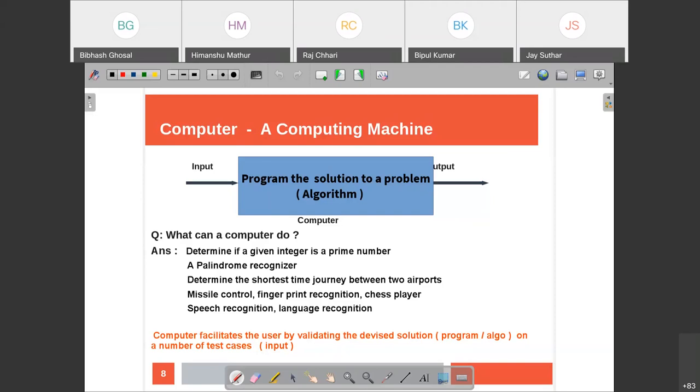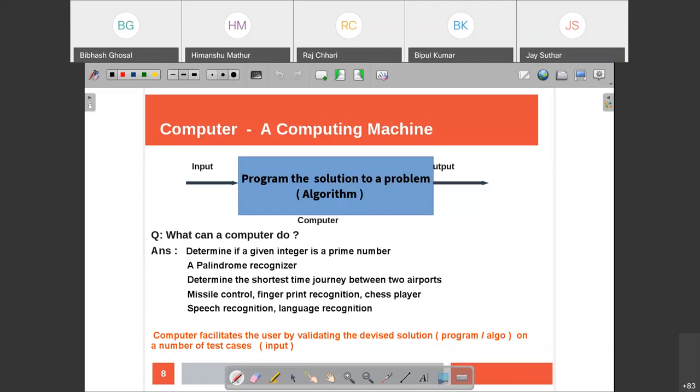Clear? So the idea is that we have something in mind. Let's say I have a problem to solve, like finding the maximum of 10 numbers. I know how to solve the problem. I design a solution for that. I write it in an ordered way. I call it an algorithm.